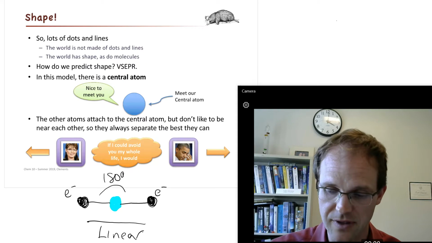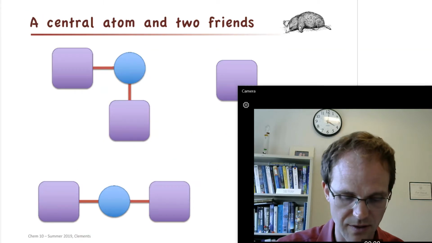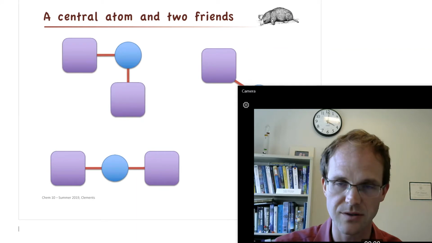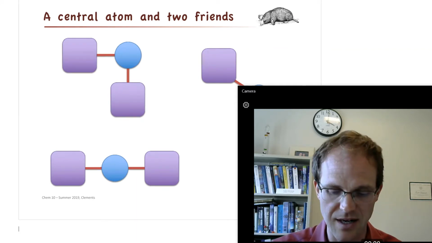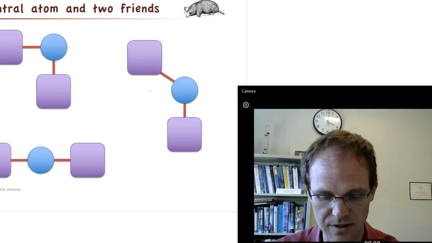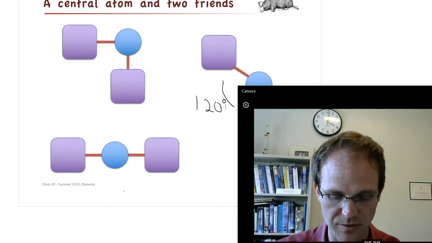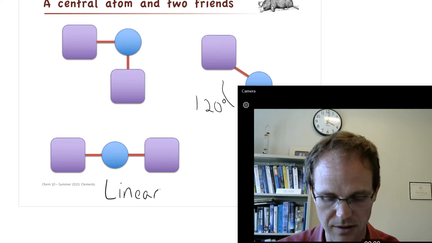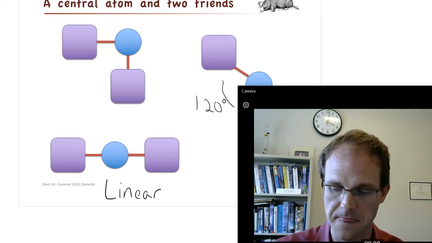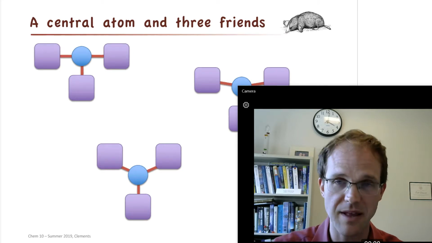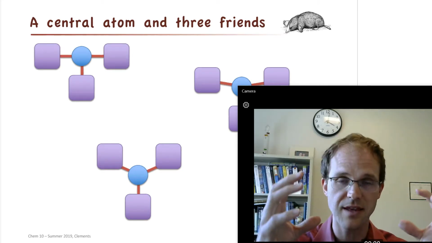So let's delve into some more things. Okay, so this is what we just showed. If we have two friends, what's it going to do? It's not going to be 90 degrees. It's not even going to be 120 degrees like this one. It's going to be as far apart as possible, which we called linear. Makes somewhat sense. All right? How about if we have three things? If you have a central atom, that blue circle there, and there's three things attached to it, where are they going to go?